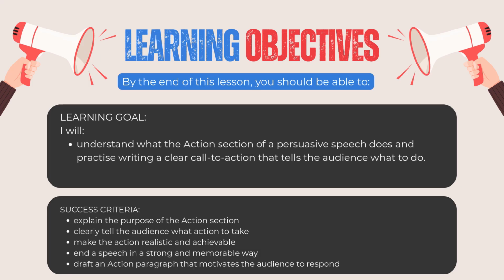So, your learning goal and your success criteria. Your learning goal is clear again. It is to understand what the action section does and to practice writing that clear call to action. Your success criteria is that you will explain the purpose of the action section. You will clearly tell the audience what action to take. You will make it realistic and achievable. You will end strongly and memorably, and you will motivate the audience to respond. That word is so important, respond. If you're not finishing politely, you are finishing powerfully. So make sure you get your audience ready to do something.